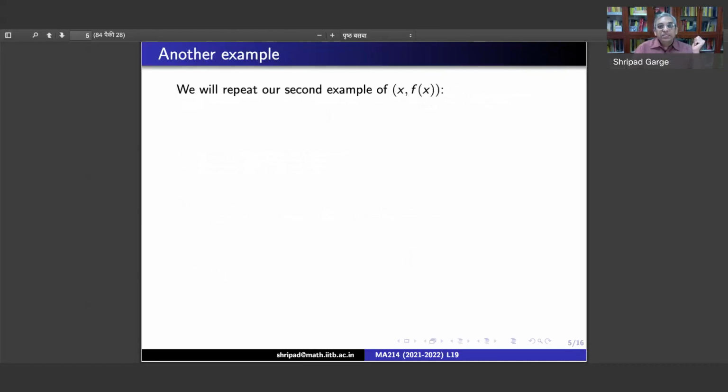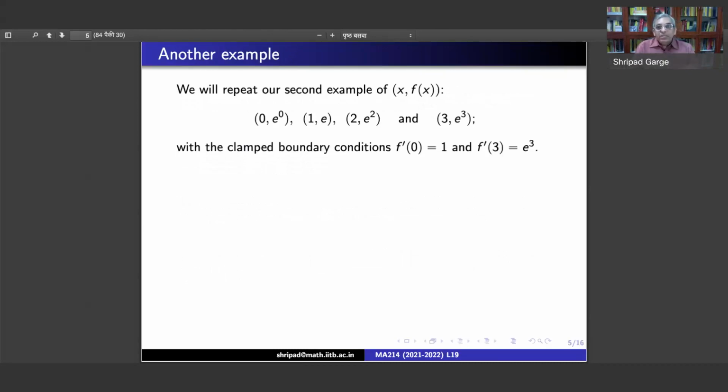Okay, so now we go towards solving one more example, which is actually a repeat of our second example for the natural cubic spline, which was e power x. e power 0 is 1. So 0 comma 1, 1 comma e, 2 comma e square, and 3 comma e cube. So this was the example that we had looked at when we computed the natural cubic spline.